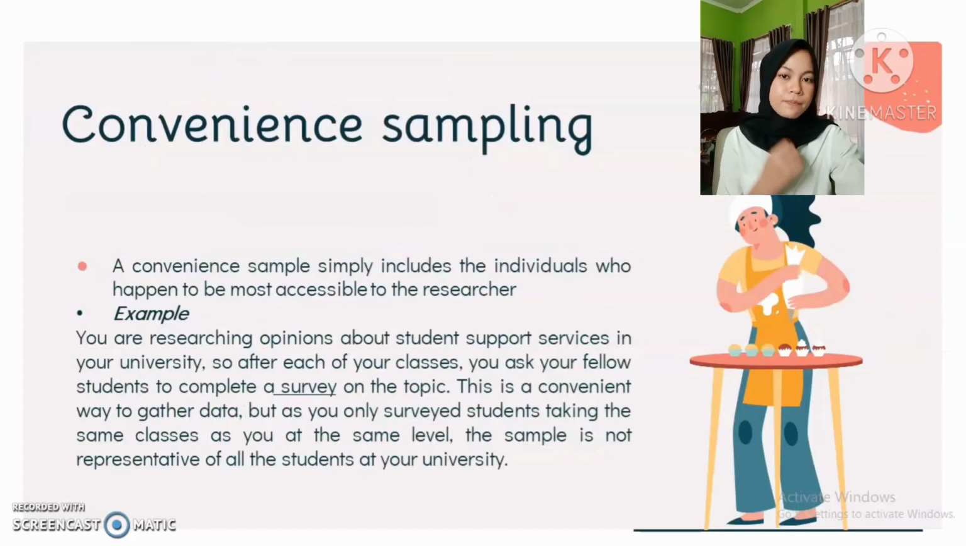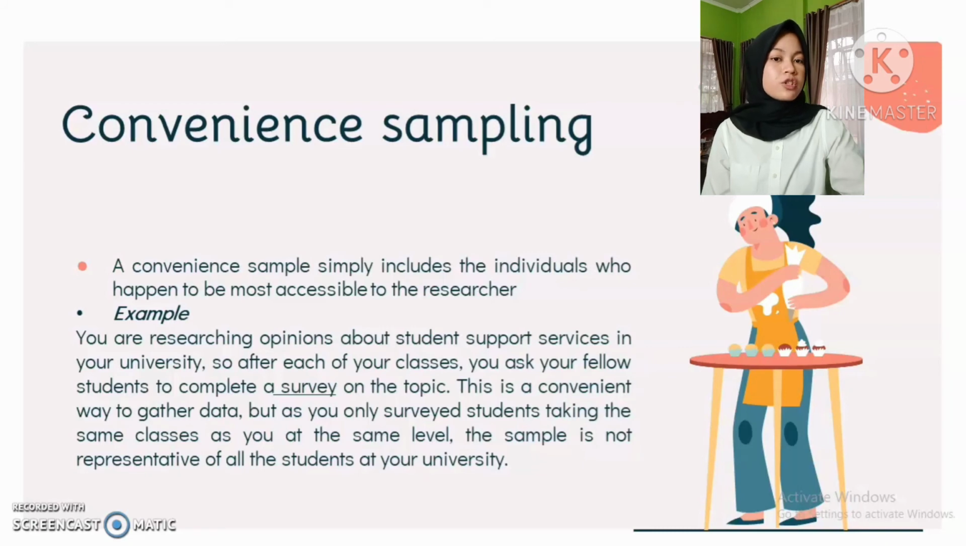There are some kinds of non-probability sampling. First, convenience sampling. A convenience sample simply includes the individuals who happen to be most accessible to the researcher. This is an easy and inexpensive way to gather initial data, but there is no way to tell if this sample is representative of the population, so it can produce a non-generalizable result.